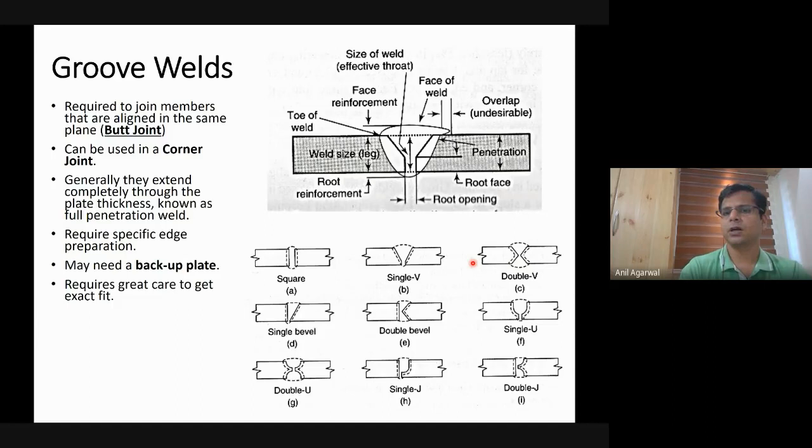Of course, single V is more likely to be used when the plates are thinner. Double V is more likely to be used when the plates are thicker. But let's say I have same thickness plates. Then which one will be a better option?